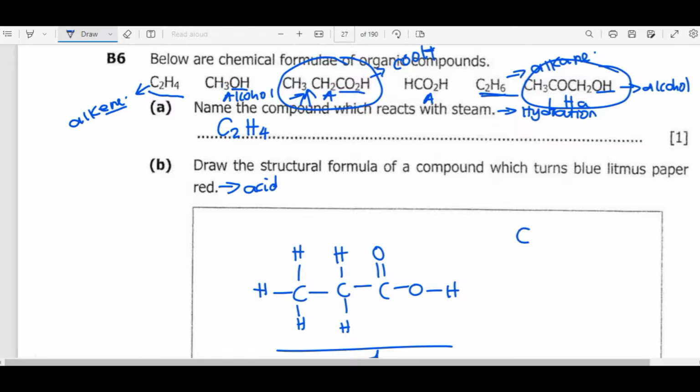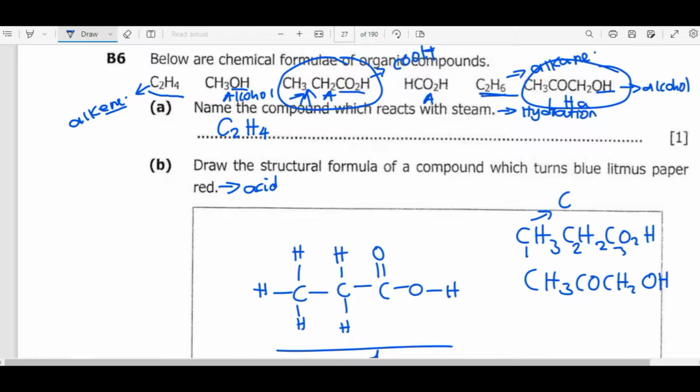So we have CH3, CH2, CO2H. Then we have CH3, CO, CH2OH. So let me count the number of carbons for this one. We have 1, 2, 3. So there are 3 atoms of carbon. What of hydrogen? We have 3 plus 5 plus 6.